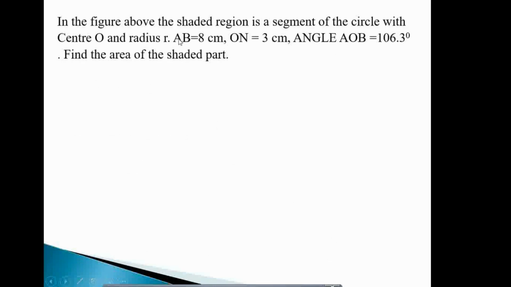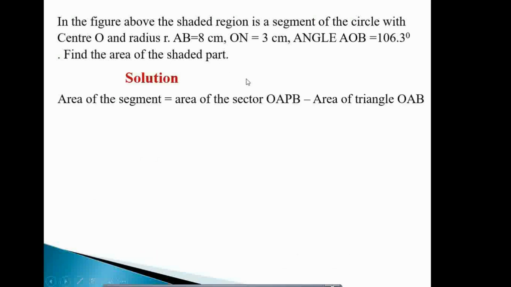So in the figure above that we have just seen, the shaded region is a segment of a circle with center O and radius R. AB is equal to 8 centimeters, ON is 3 centimeters, and angle AOB is 106.3 degrees. We are supposed to find the area of the shaded part, that is the area of the segment. So we look at the solution.